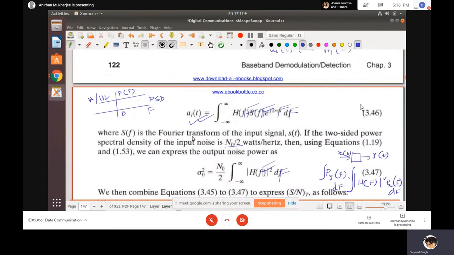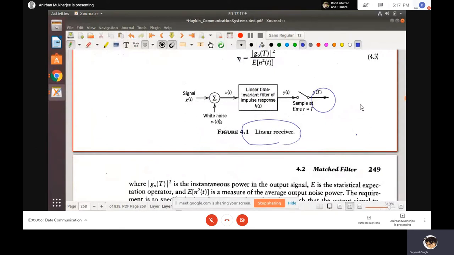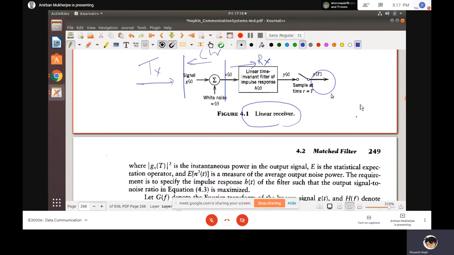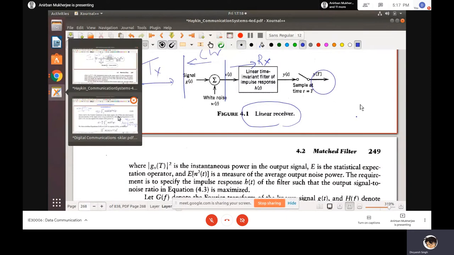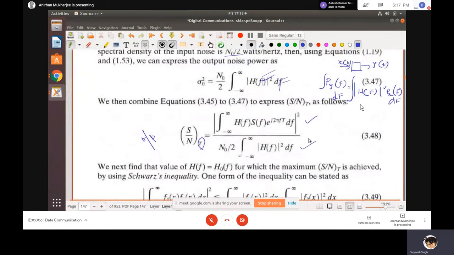Because you are getting this signal plus white noise, this is some sort of a channel. Your channel is just corrupted with noise, and this is your receiving filter that you are designing at the receiver. Please remember, this side is the receiver, and on that side is maybe the channel, and this is the transmitter, something like this. So at this point, I want some sort of maximum SNR at the sampling point. That is what I am trying to do. So this is my signal power and this is my noise power.